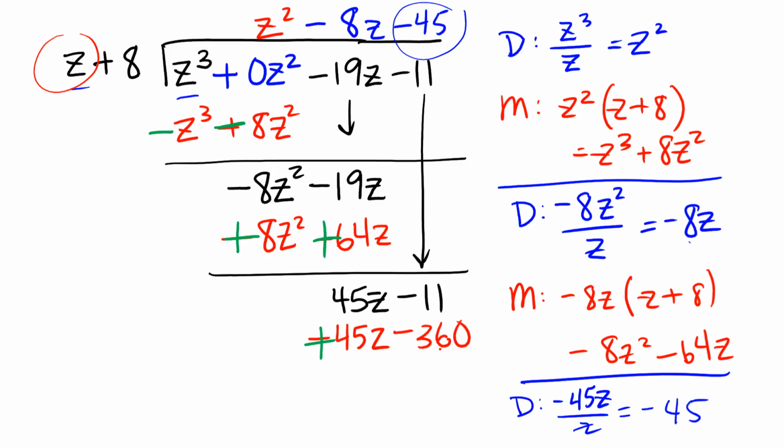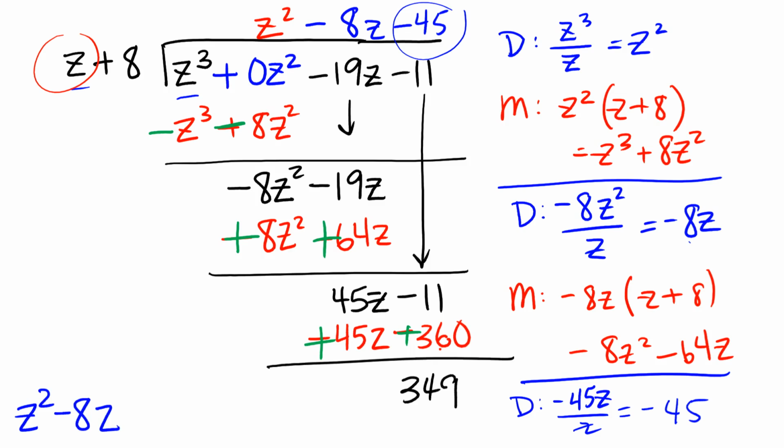We flip our signs around. And then 316 minus 11. We get 349. And we write out our final answer from the top. z squared minus 8z minus 45 plus that awful remainder 349 over our z plus 8. And I have zero confidence in this because I made like 7 errors as I was doing it.